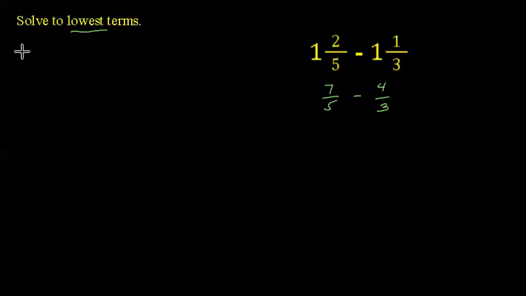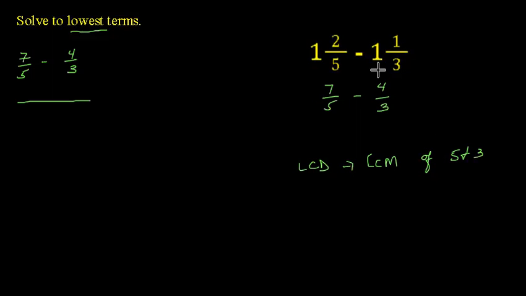Okay, so what are we looking at? We're looking at 7 over 5 minus 4 over 3. These denominators are not the same. So we have to find what we call the LCD, the least common denominator. And what that really is, is the least common multiple, in this case, of 5 and 3. Okay, so you have to find the least common multiple of 5 and 3.